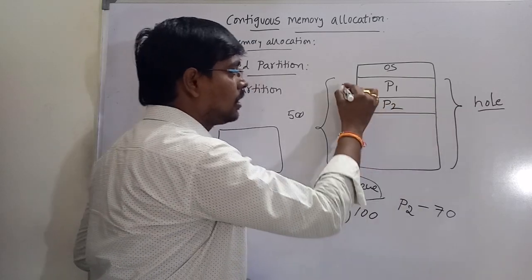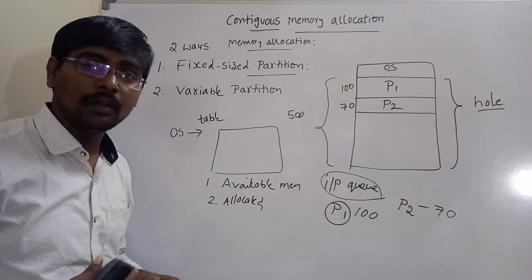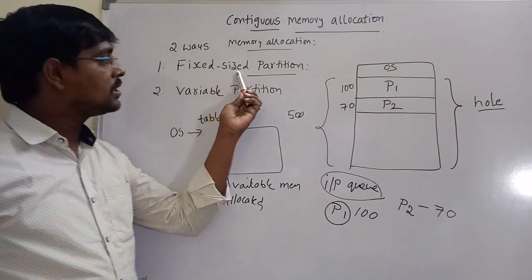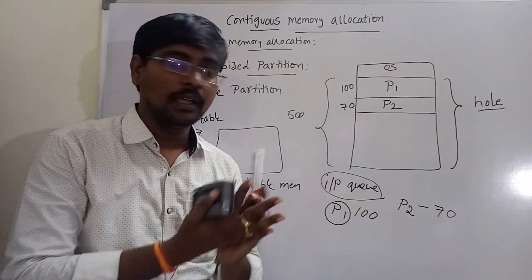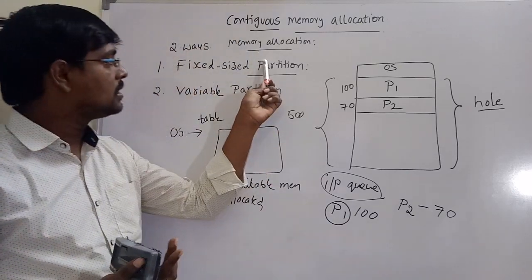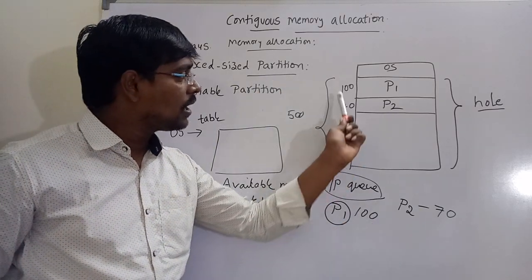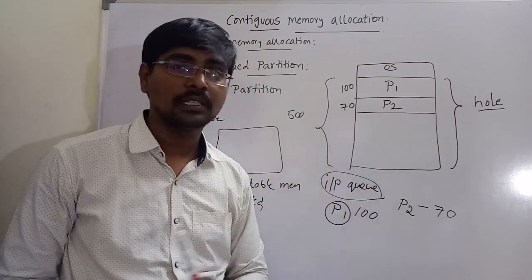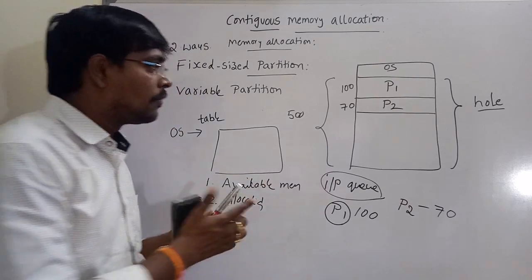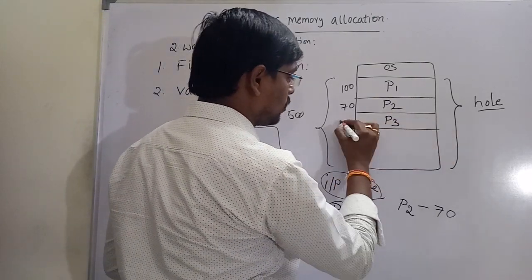This is 100, and this is 70 only, compared to the previous method. In the previous one, first process 100, second process 70, total 170, but there we are allocating 200. But in this method, we are allocating only 100 plus 70. Very good. For example, next process P3 requires 200.